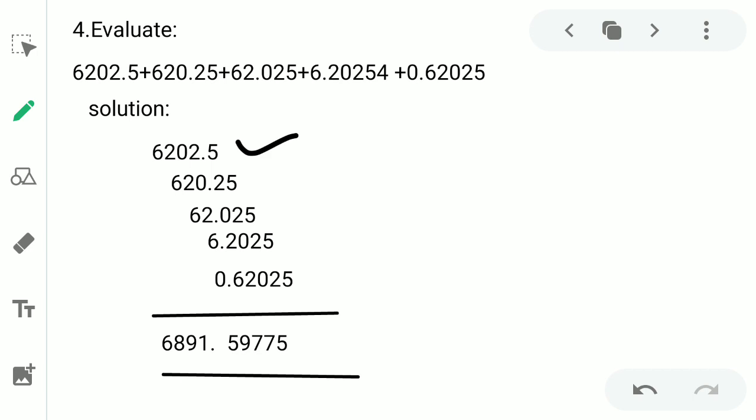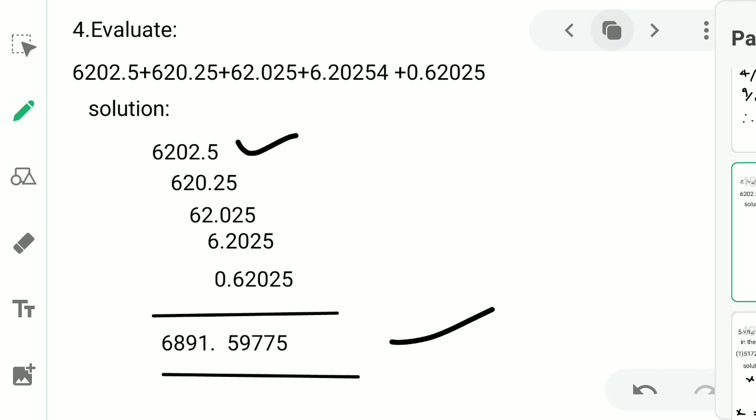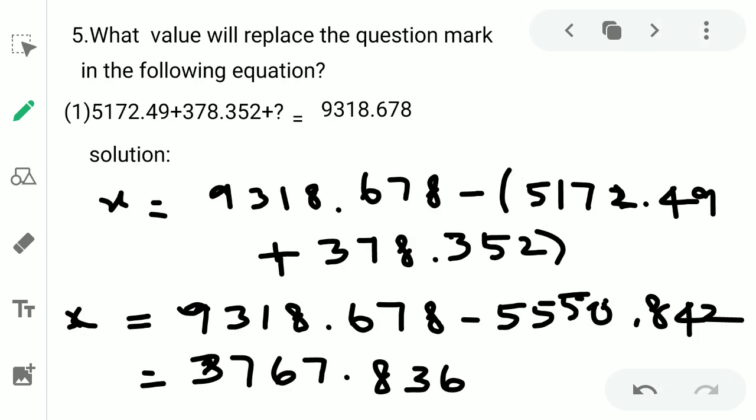Whenever the decimal comes, you have to move according to that. When I add these, you will get the answer as that. Moving to the fifth one.